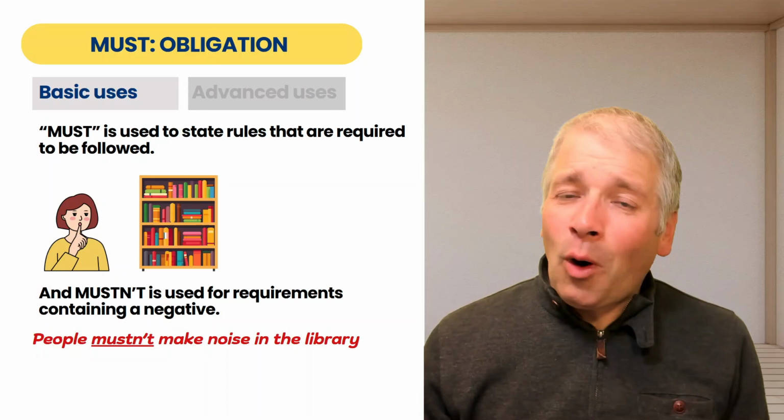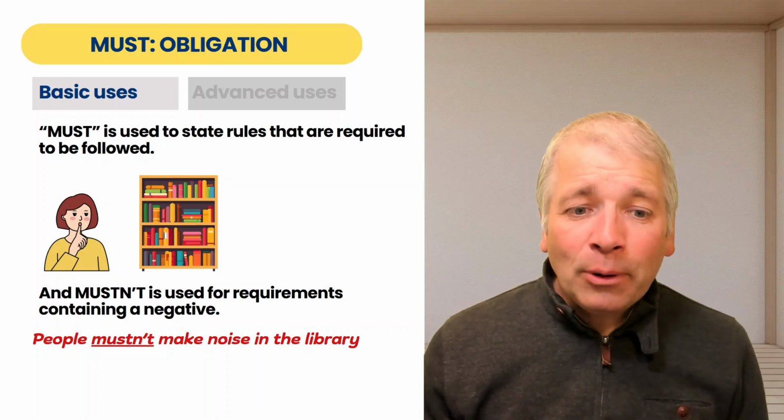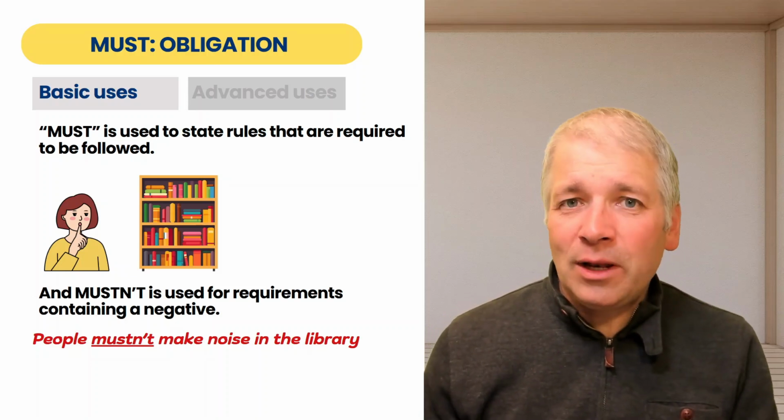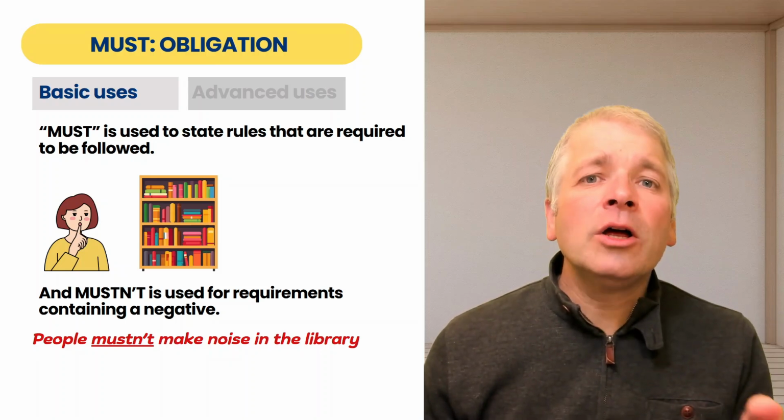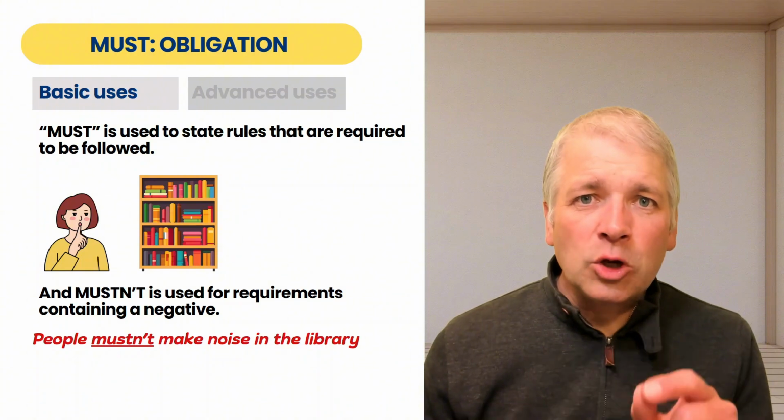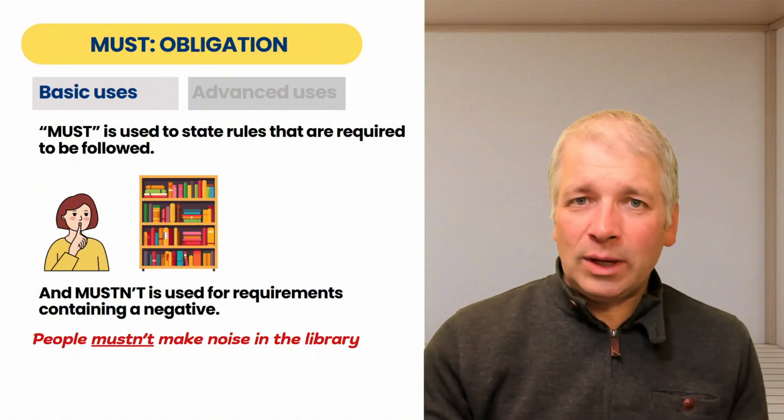Mustn't is used for requirements containing a negative. People mustn't make noise in the library. So there is a requirement, and it's a requirement not to do something. You must not make noise.